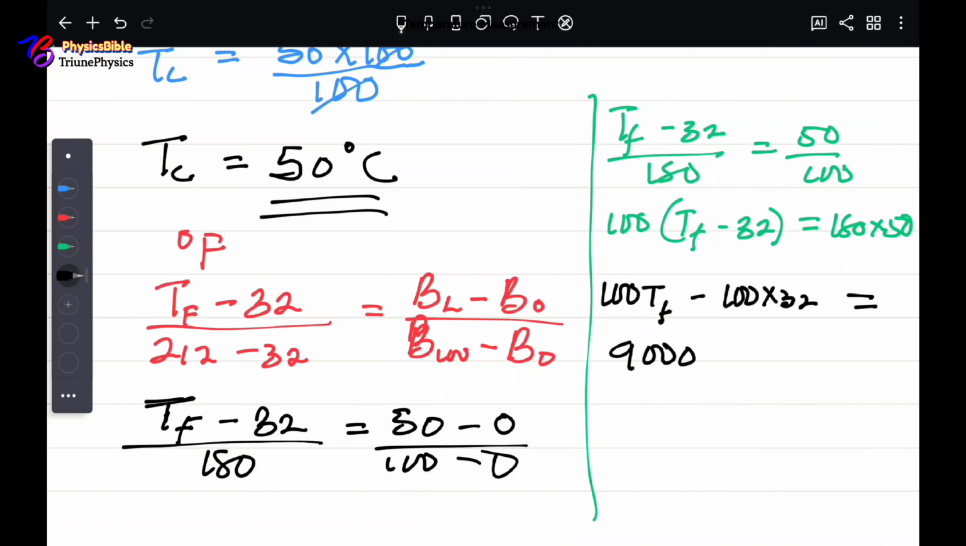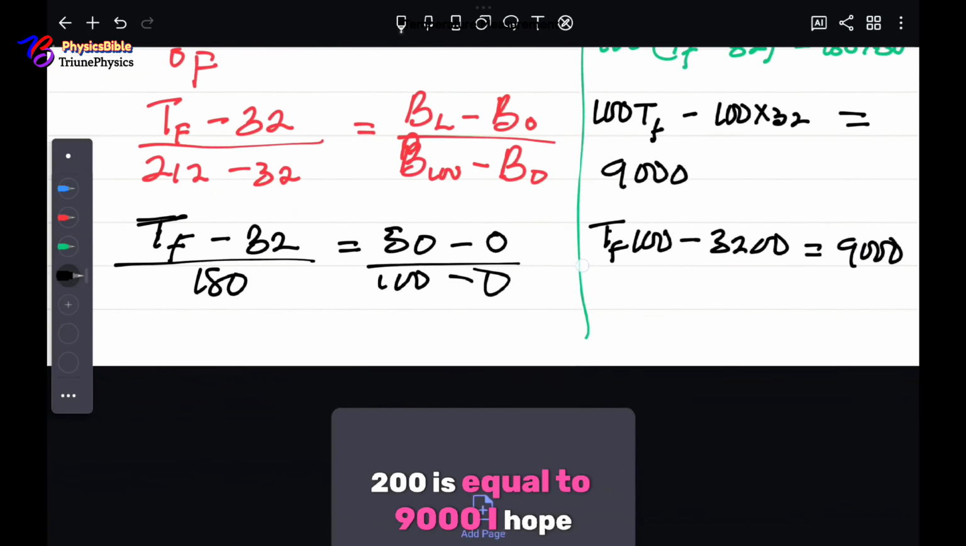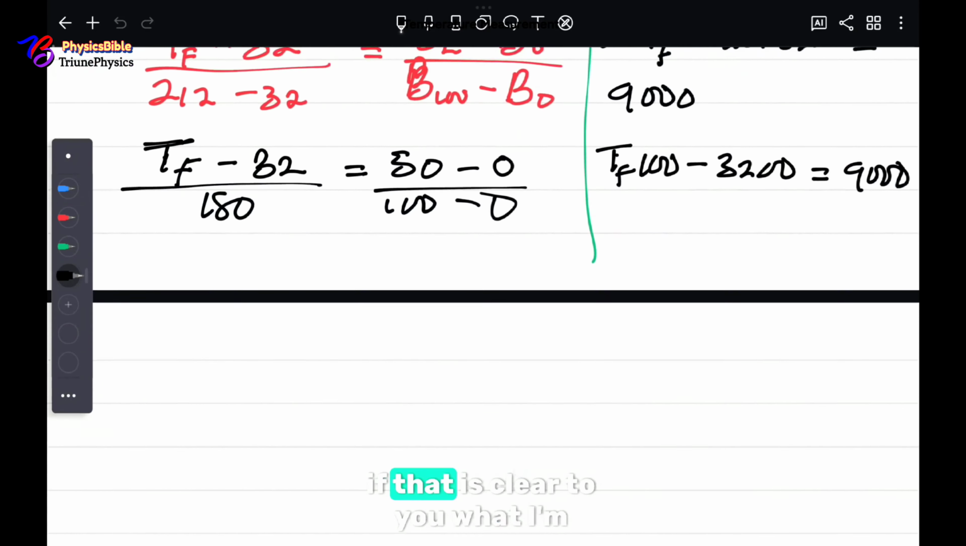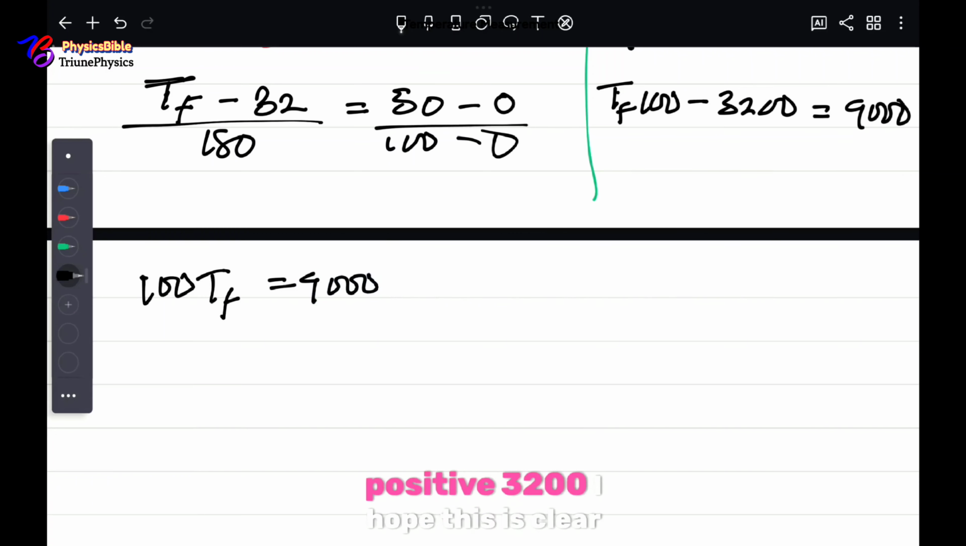So let's solve further. 100 multiplied by 32 will give you 3,200. So you have 100 T of F negative 3,200 is equal to 9,000. I hope this is clear to you. So if that is clear to you, what are we going to have? Collect like terms so that 100 T of F is equal to 9,000 positive 3,200. I hope this is clear.